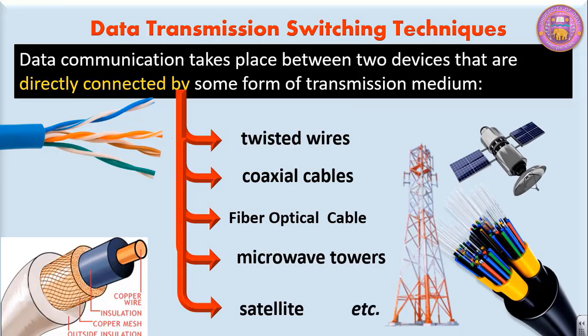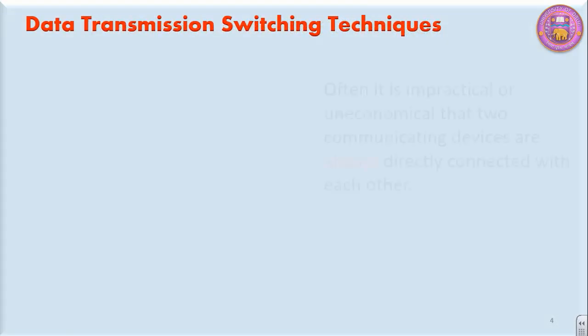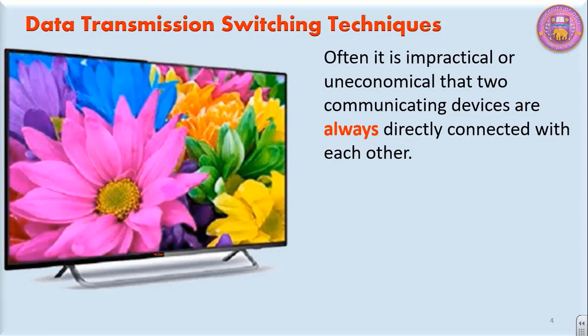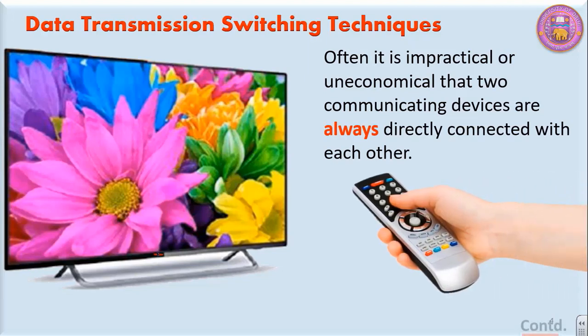So data communication can take place between two devices that are directly connected by some form of transmission media, and transmission media can be these wires or these towers or satellites. Often it is impractical or uneconomical that two communicating devices are always directly connected with each other. For example, TV and remote control.